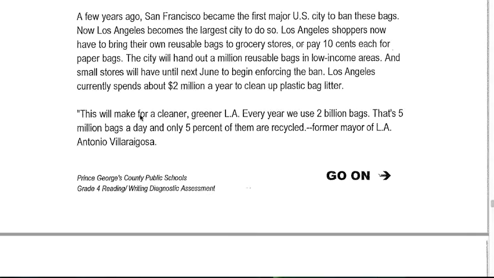This will make for a cleaner, greener LA. Every year we use 2 billion bags. That's 5 million bags a day, and only 5% of them are recycled. Former mayor of LA, Antonio Villaraigosa.